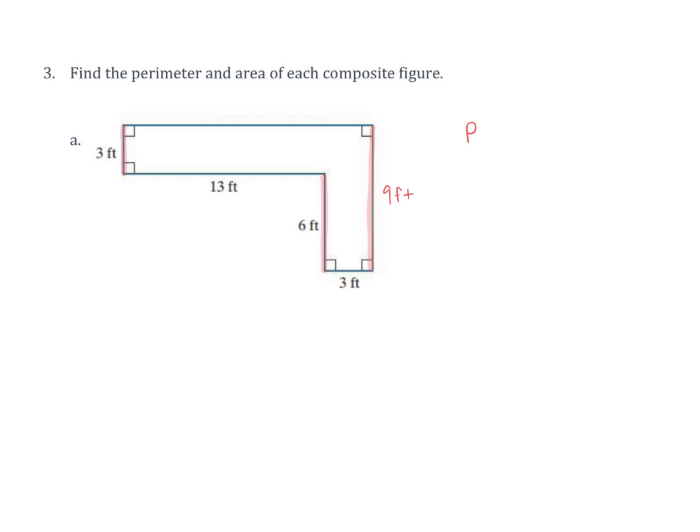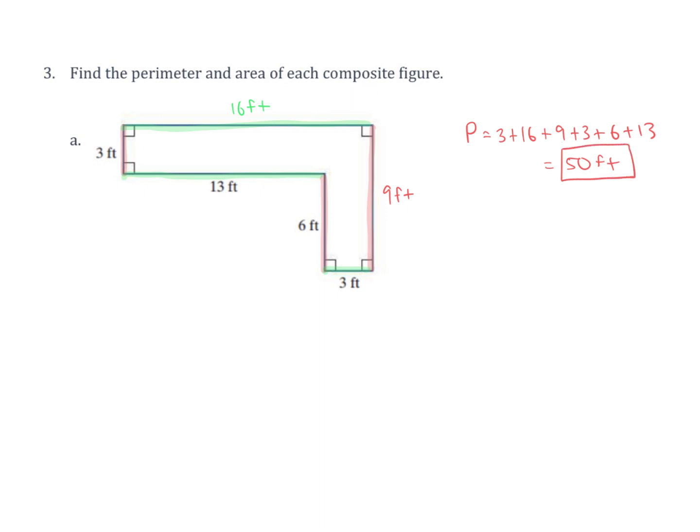And then to find this missing side up top, that's going to be the sum of this side right here and this side right here. So if I add those together, 13 plus 3 gives me 16 feet. And so for the perimeter, I'm just going to add up all those sides around the edge. So I'll start with the 3, and then the 16, the 9, the next 3, 6, and 13. And adding those all together, we get 50 feet.